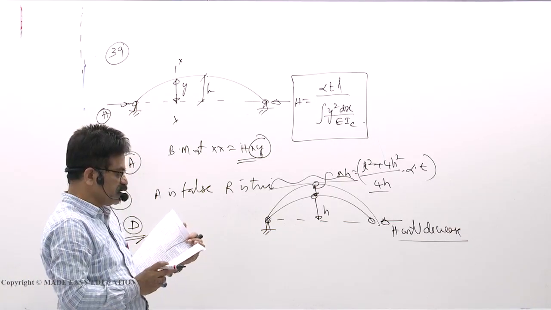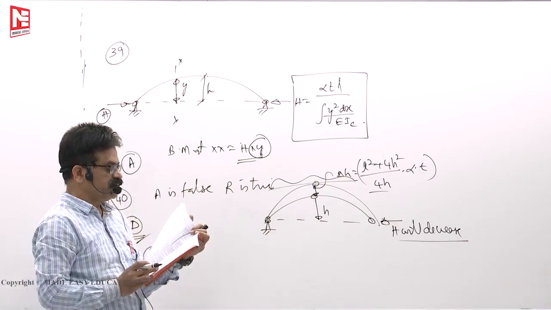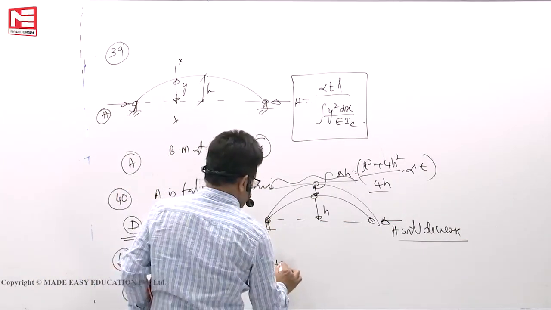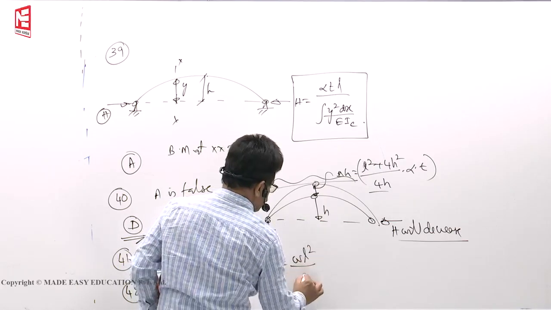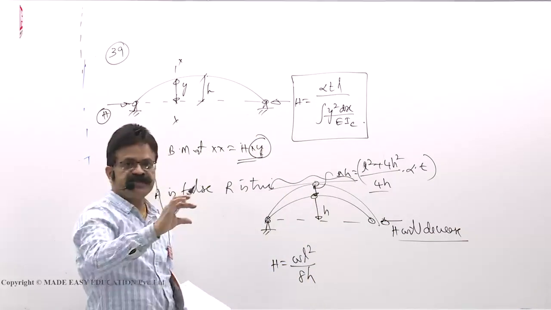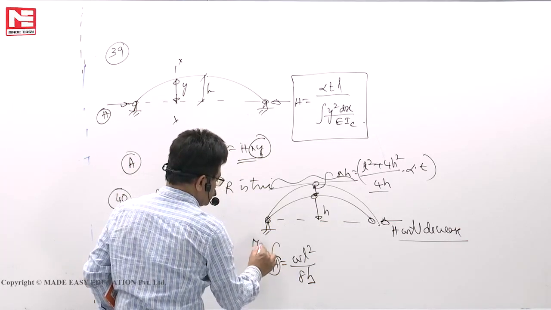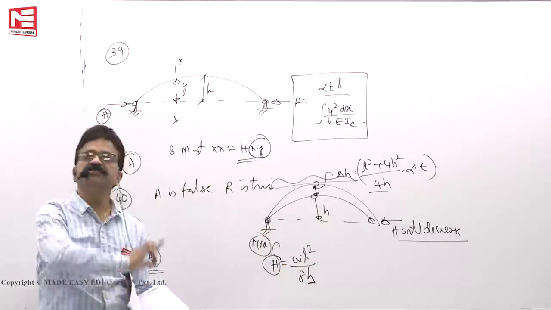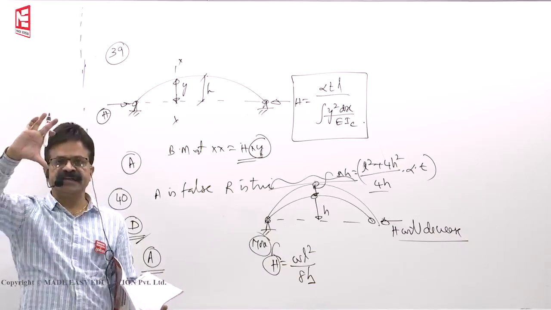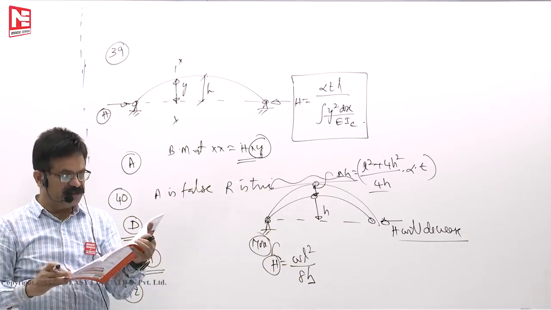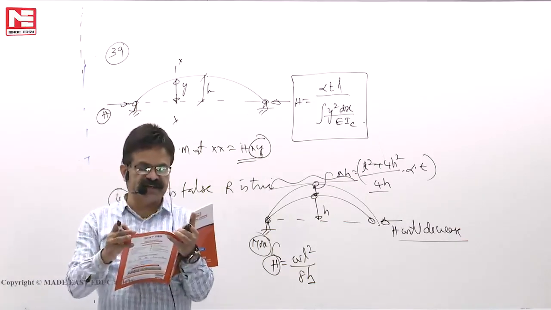Shallow arches are undesirable because H is equal to wL square by 8h. Shallow means depth is less. If height is less, H will be more. Undesirable because you should have greater height, so that horizontal thrust will be less. Correct. So shallow arches are undesirable.